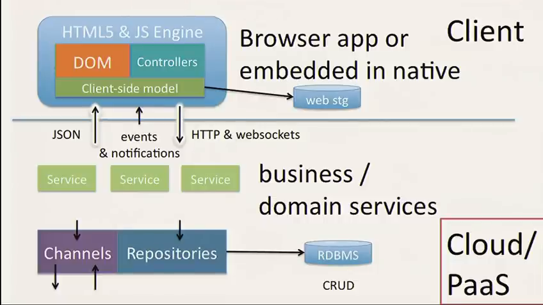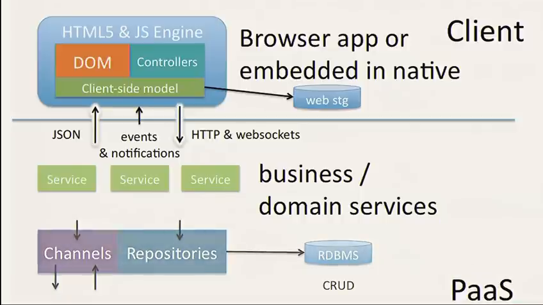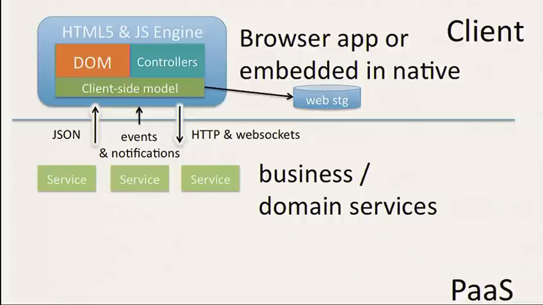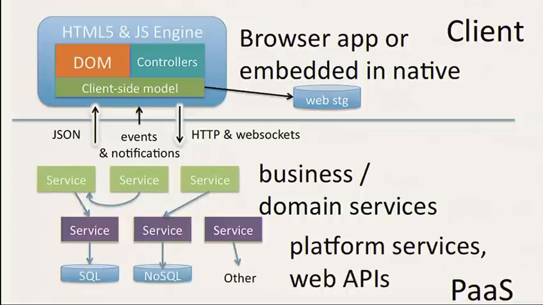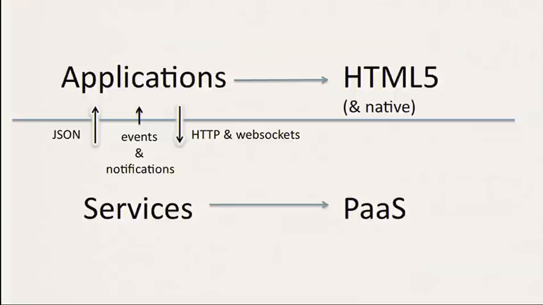What sits behind these services then? Well, in actual fact, it's just more services. So on the service side, we have a web of services. We may in turn depend on other application services like worker processes. We might depend on platform services. We may be using, as well as relational stores, non-relational stores, etc. We may be calling out to other web APIs. But this is kind of how the traditional picture starts to evolve.